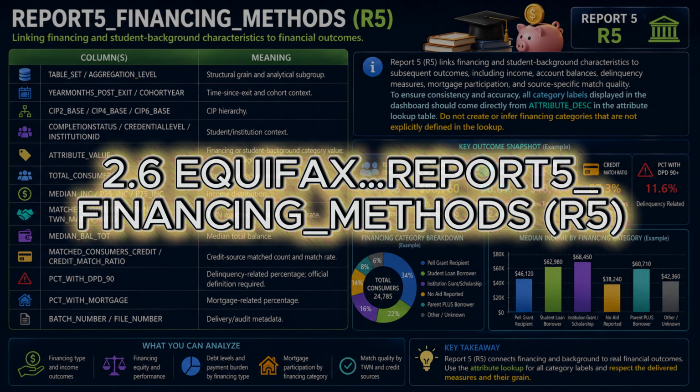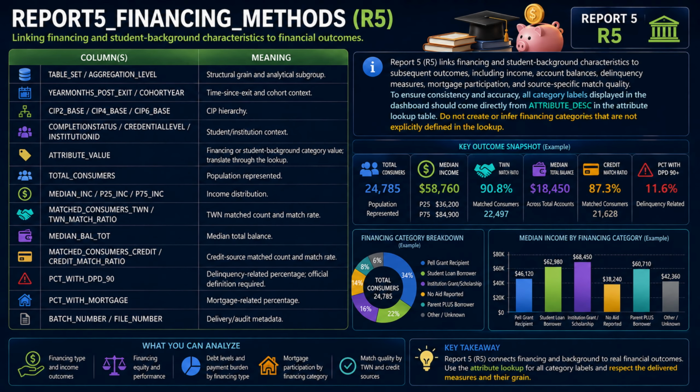Equifax Report 5, Financing Methods. This is the fifth report fact table and links financing and student background characteristics to subsequent outcomes, including income, account balances, delinquency measures, mortgage participation, and source-specific match quality. To ensure consistency and accuracy, all category labels displayed in the dashboard should come directly from the Attribute Lookup table. We should not create or infer financing categories that are not explicitly defined in the lookup.